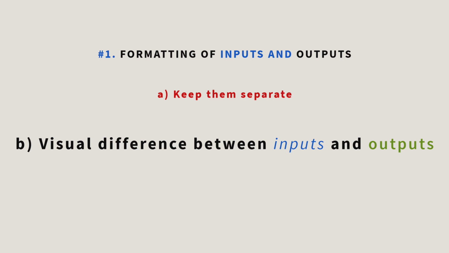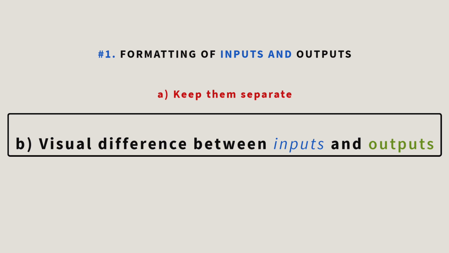And the second thing is about how you format your inputs and your outputs. They should be formatted in such a way that there's a visual difference between your inputs and your outputs. So when someone looks at it, they can immediately know that this is an input and this is an output. So the general principle here is that your inputs should have blue text while your outputs should have black text. I prefer to have inputs with blue text and a gray background just to create that contrast.